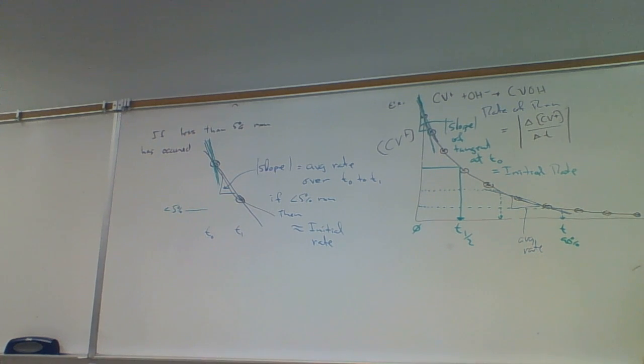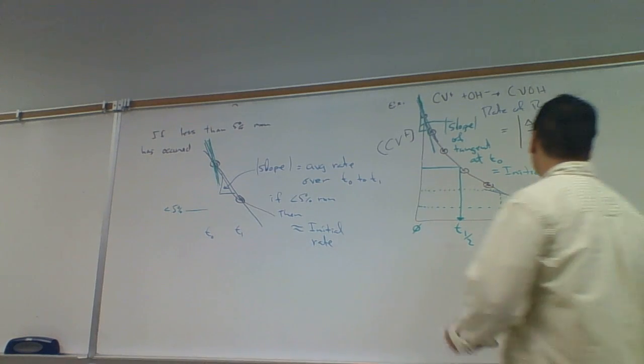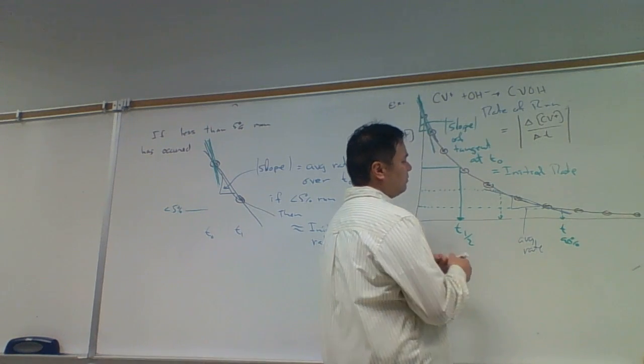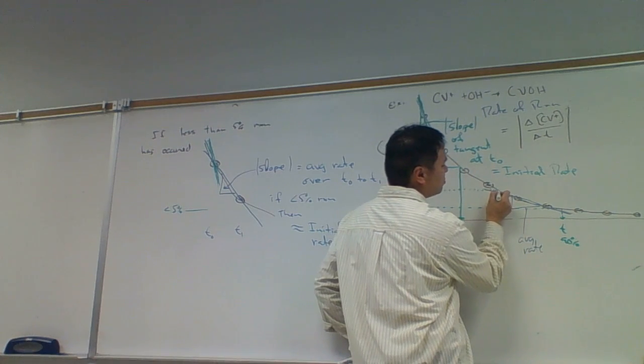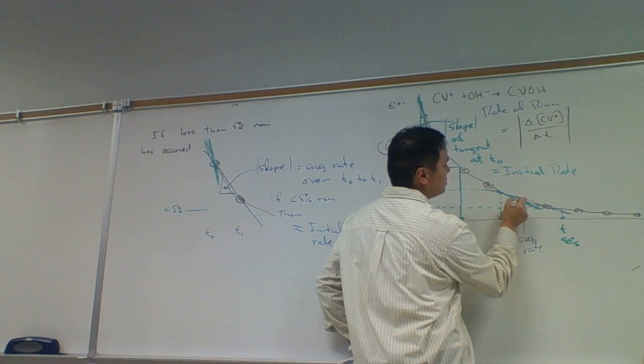And we can also do a tangent line anywhere on this curve. The absolute value of the slope of the tangent is what we call the instantaneous rate. And the instantaneous rate at time 0 is the initial rate. But we can get the instantaneous rate at any time on this curve. And so if we look at these 2 points, the instantaneous rate right at the start of that time interval is here.